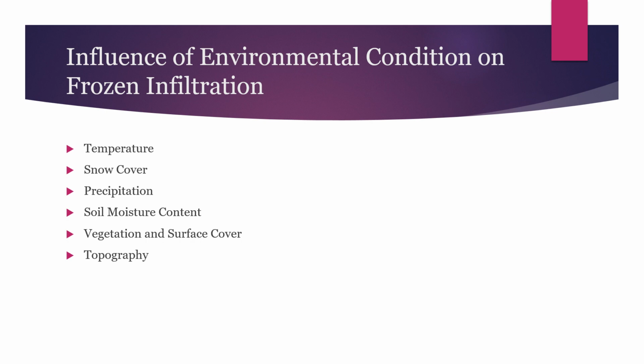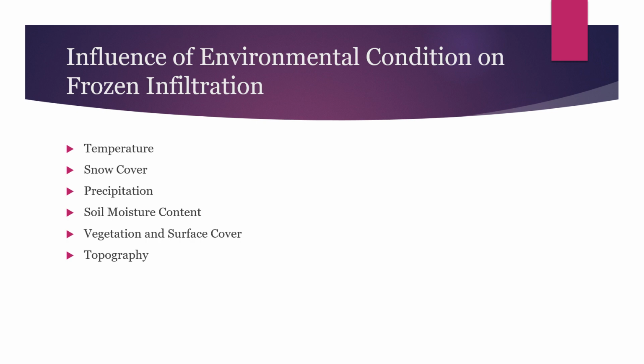Vegetation and surface cover help intercept precipitation and promote water infiltration by reducing the impact of rain or snow directly on the soil surface. They also improve soil structure, reduce erosion, and enhance water holding capacity, thereby facilitating infiltration. And the next is topography. The slope and the topography of the land influence frozen soil infiltration.